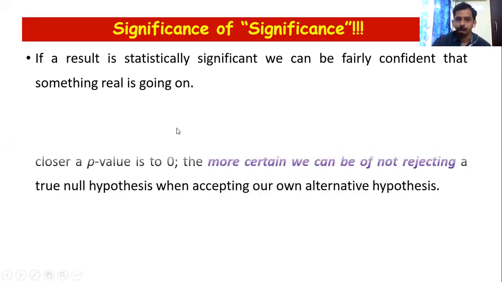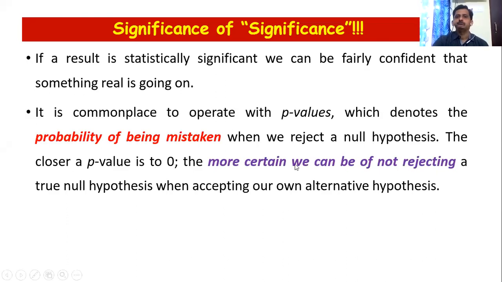The next thing is that the p-value denotes the probability of being mistaken when we reject the null hypothesis.